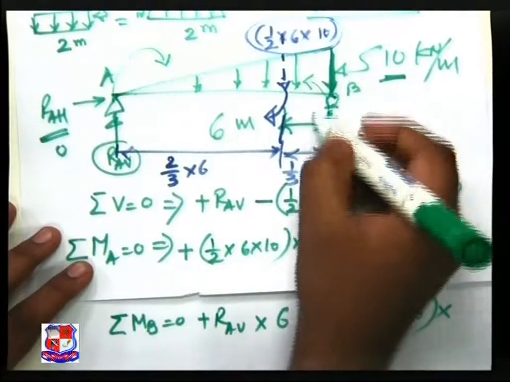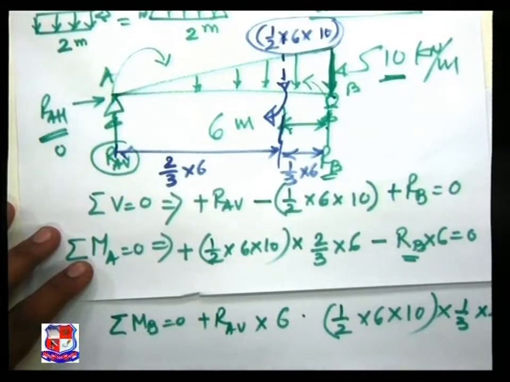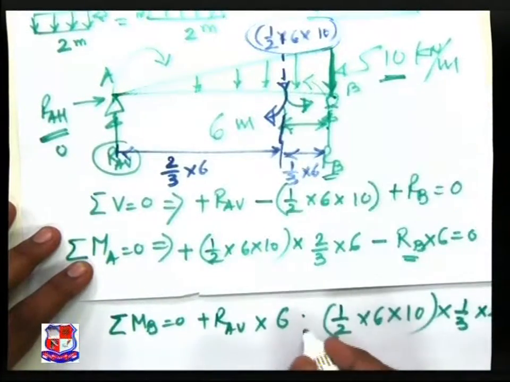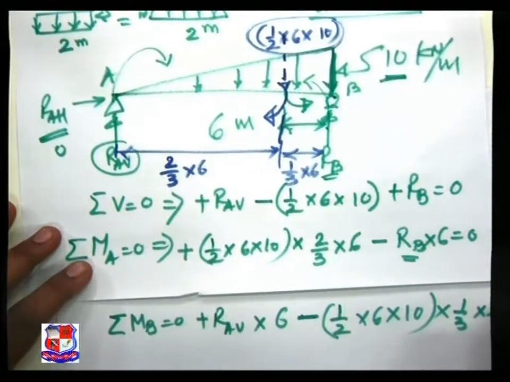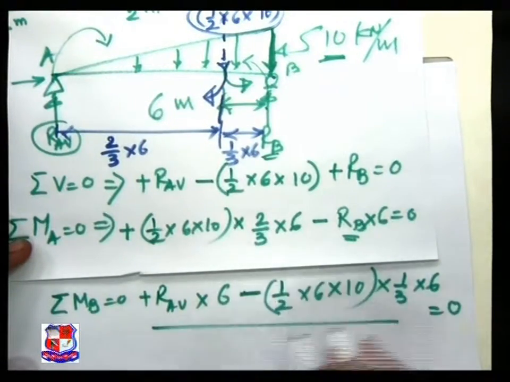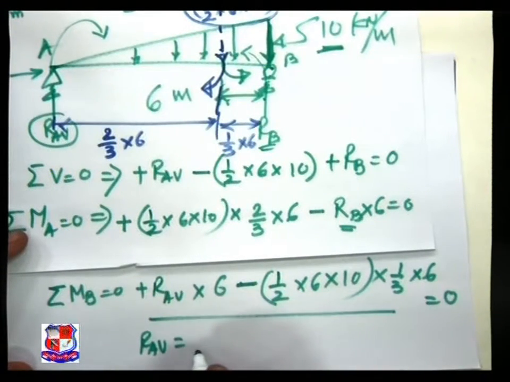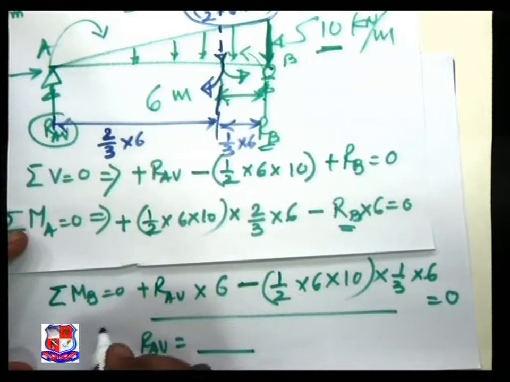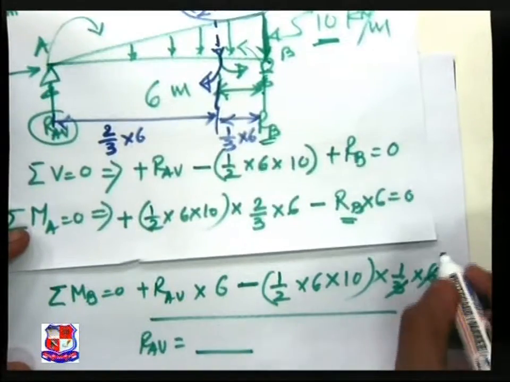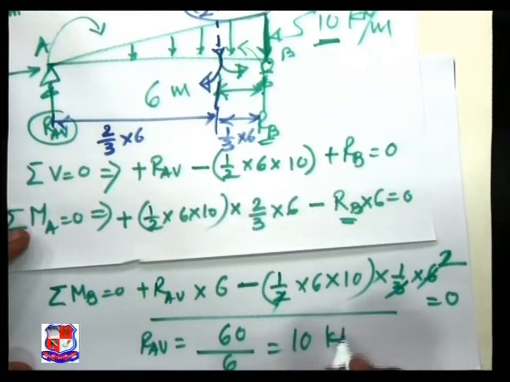We have to take the perpendicular distance, this one, that is 1/3 into 6, and which creates an anti-clockwise moment, so minus sign, which is equal to 0. And if you solve this equation, RAV we will obtain the same answer we got in the previous case. If we solve over here, 2 goes off, 60 by 6, that is 10 kilonewton.